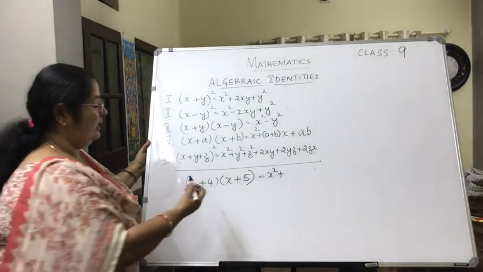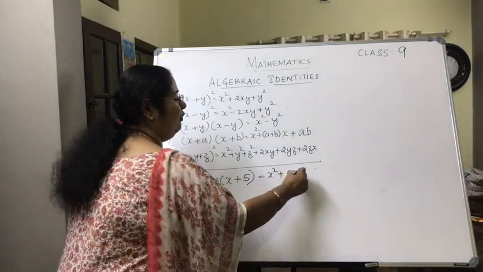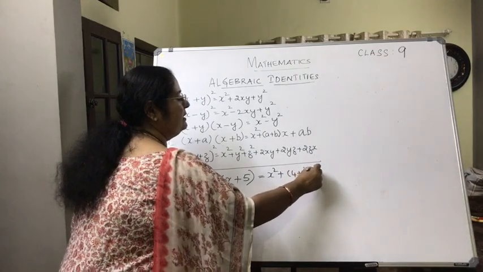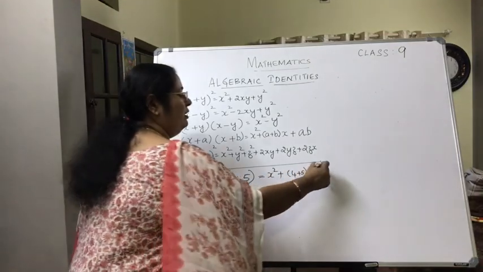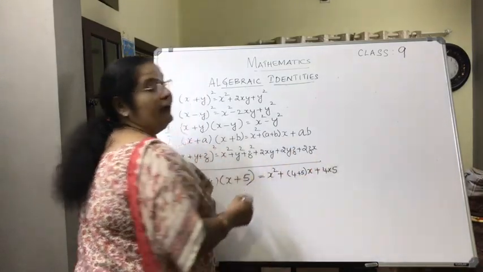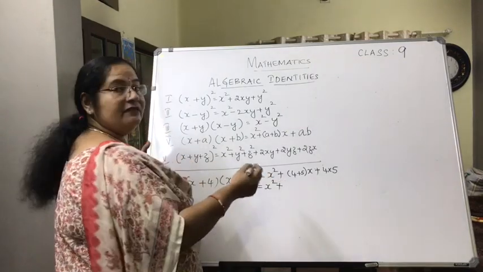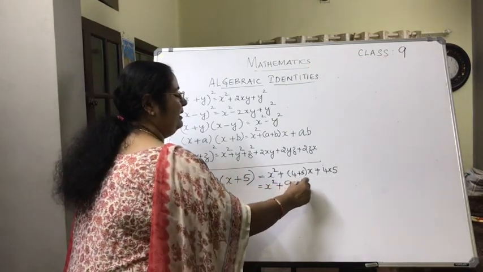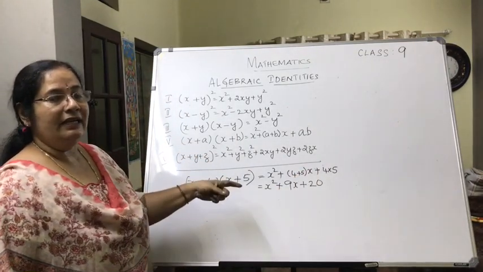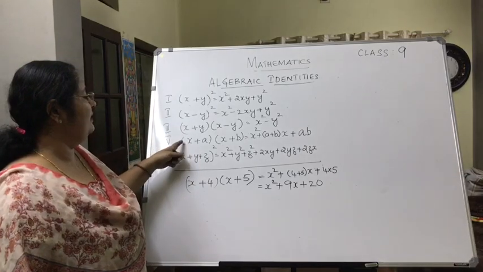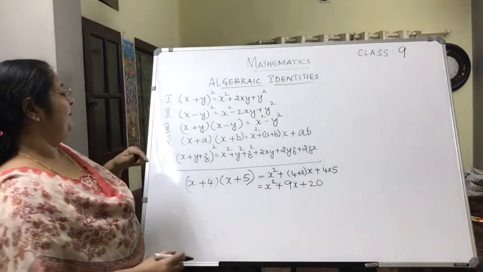What is our a here? 4, and our b is 5. So this will be 4 plus 5 into x plus ab, product of a and b. A is 4 into b 5. So what is this? X square plus 4 plus 5 is 9x plus 4 into 5 is 20. Is it clear? We have used the identity. Which identity did we use? The fourth identity. Is it clear?